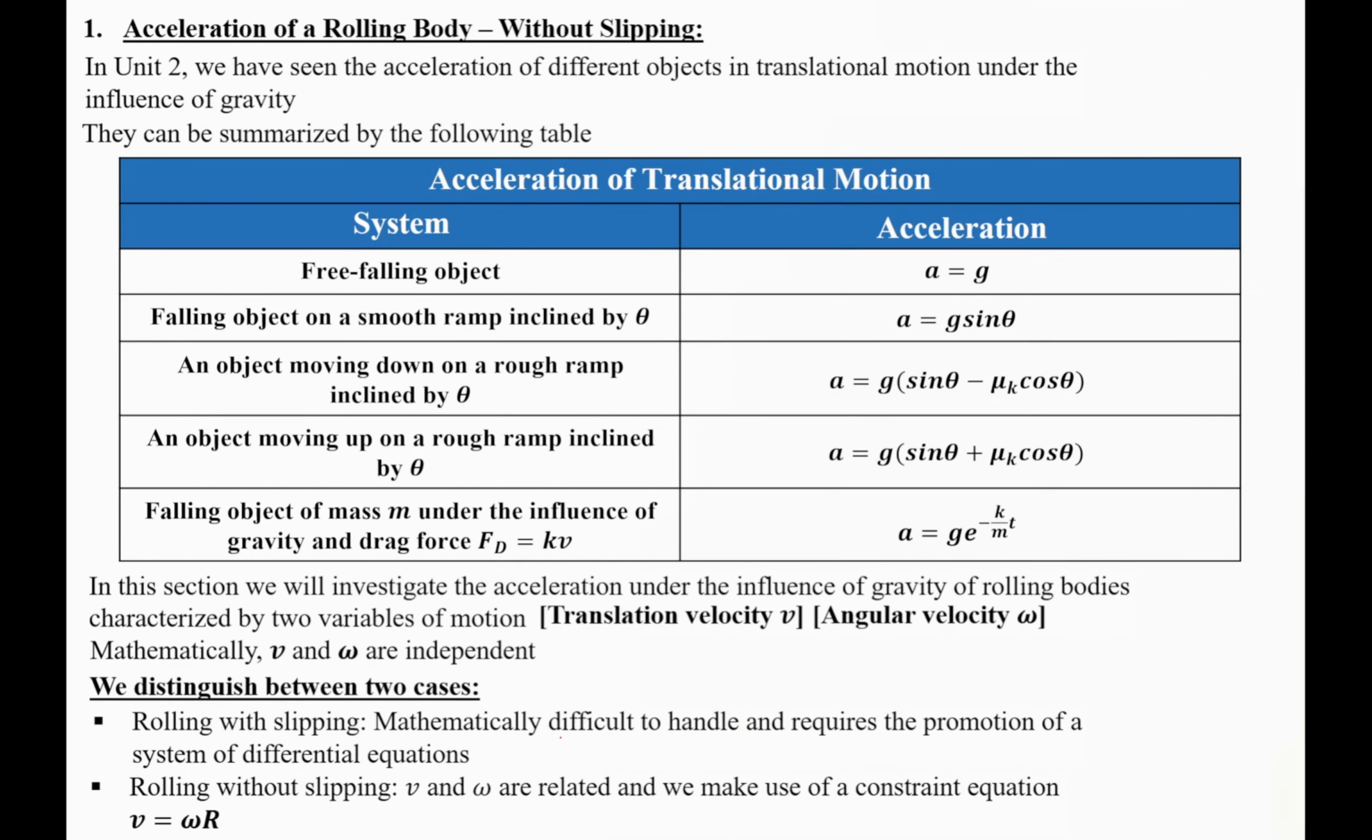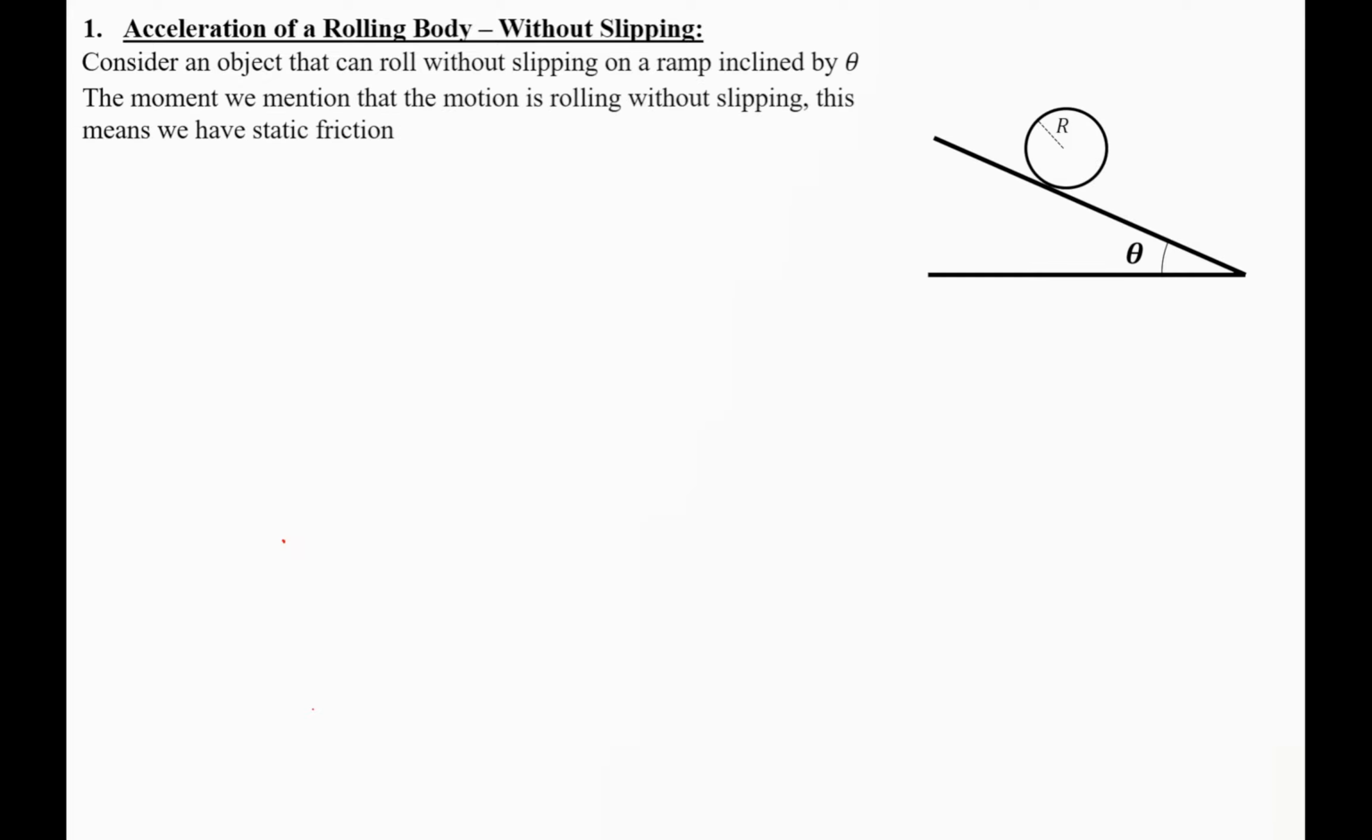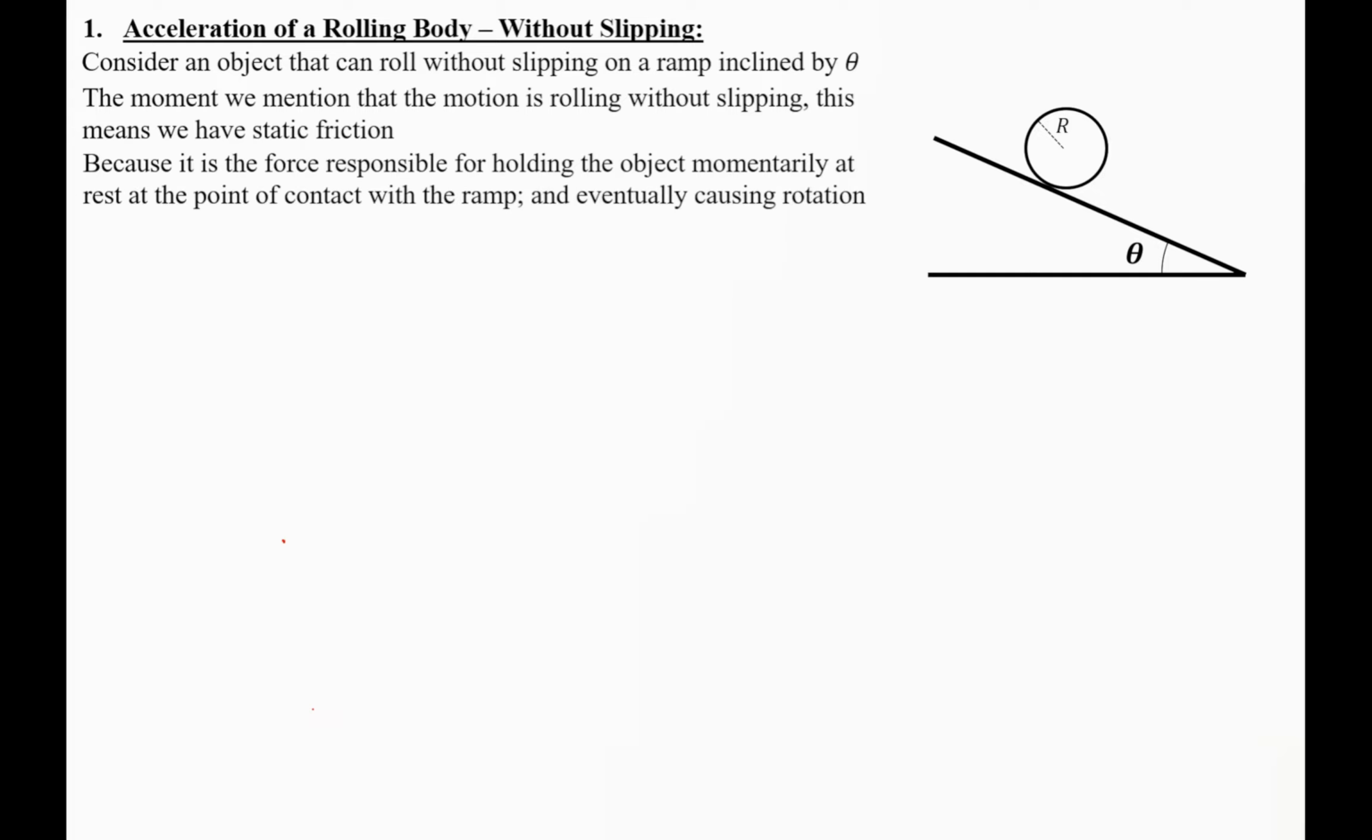However, we're going to consider the simpler case, which is rolling without slipping, in which v and omega are related, and we can make use of the following constraint equation: v is equal to omega r. For that, consider an object that can roll without slipping on a ramp inclined by theta. The moment we mention that the motion is rolling without slipping, this means we have static friction. Why? Because it is the force responsible for holding the object momentarily at rest at the point of contact with the ramp and eventually causing rotation.